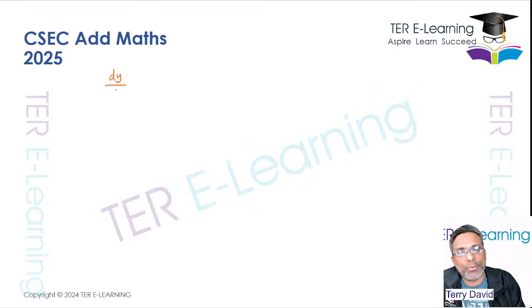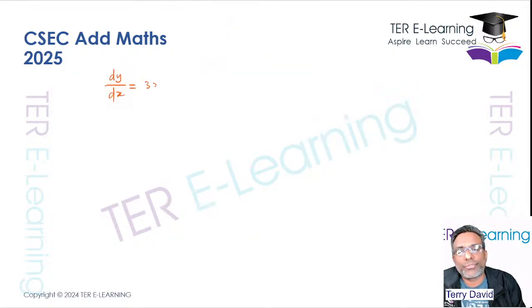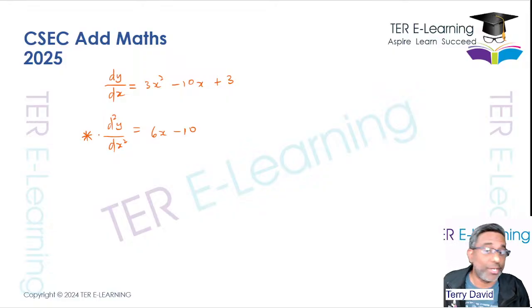So if we have dy over dx is equal to 3x squared minus 10x plus 3. First thing we need to do is find our second derivative. In this case, it's d2y dx squared, right? So when I differentiate this, I'm going to get 6x minus 10. So this is what I'm going to use in order to determine the nature of the points.